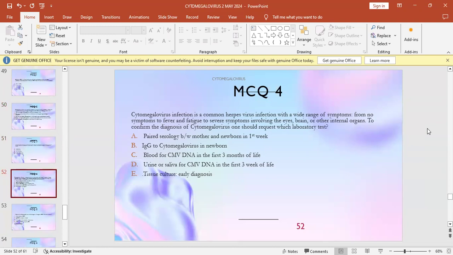Fourth MCQ: Cytomegalovirus infection is a common herpes infection with a wide range of symptoms from no symptoms to fever and fatigue to severe symptoms involving the eyes, brain, or other internal organs. To confirm the diagnosis of cytomegalovirus, one should request which laboratory test? Paired serology for the mother and newborn in the first week, IgG to cytomegalovirus in newborn, blood for cytomegalovirus DNA in the first 3 months of life, urine or saliva cytomegalovirus DNA in the first 3 weeks of life, or tissue culture for early diagnosis.